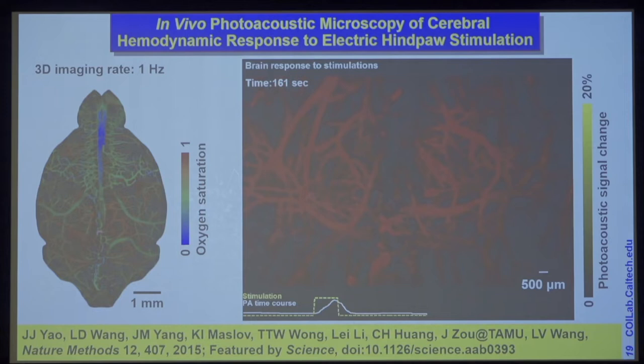And we can actually image the function. So this color codes oxygen saturation of hemoglobin. And this is fast enough because the entire 3D image was acquired within a second. So you can image fast enough to see real-time response. We do electric impulse stimulation to see the hemoglobin response.